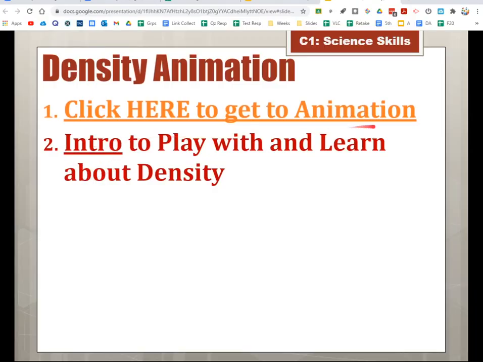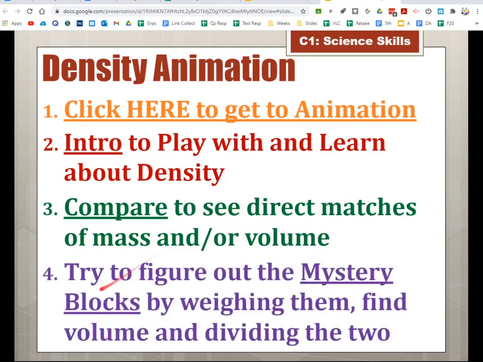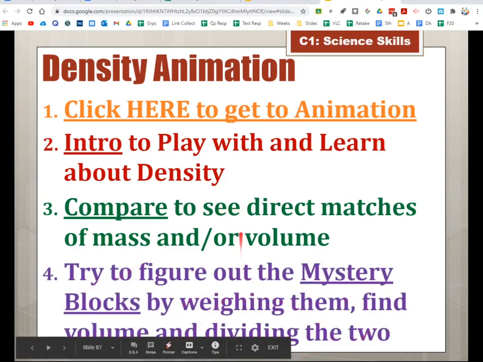You've got the introduction to play with and learn about density. You can click the second one, compare, to see direct matches of mass and or volume, giving you a bit of a better thing. And then try to figure out the mystery blocks.